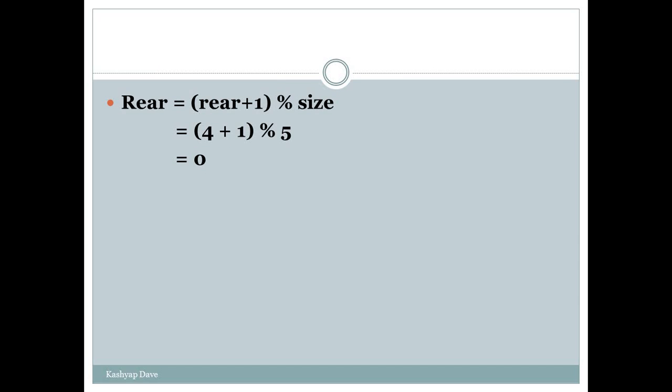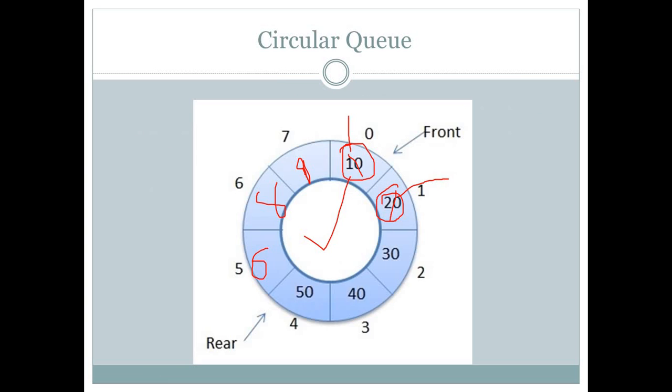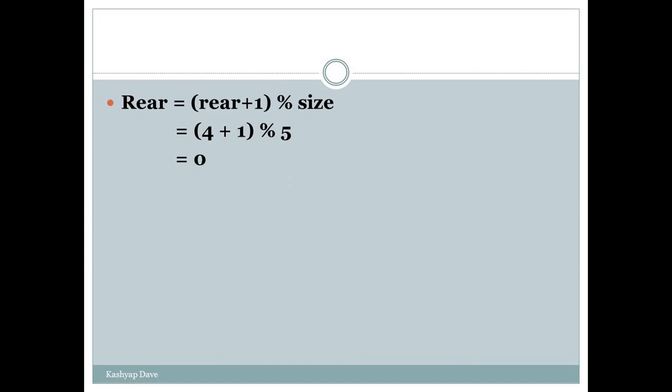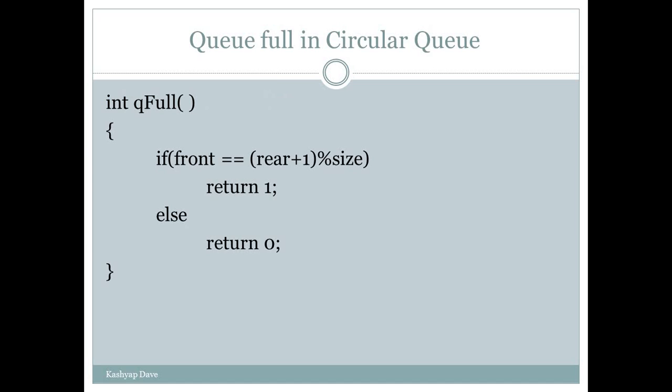For the rear, in the previous queue we were doing rear is equal to rear plus 1 only. But for the circular queue we have to set rear equal to rear plus 1 modulo its size. So if our rear is at 4, then rear is 4 plus 1 modulo 5, which is equal to 0. It means we can add our numbers on the 0th index again. So this is how front and rear are set in a circular queue.